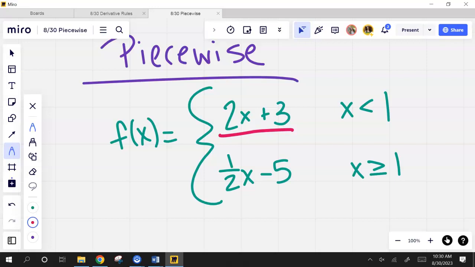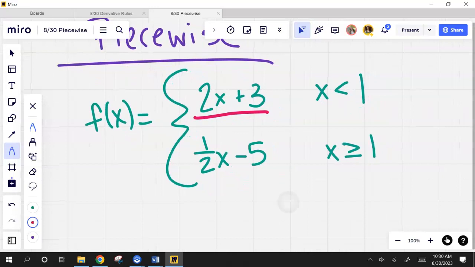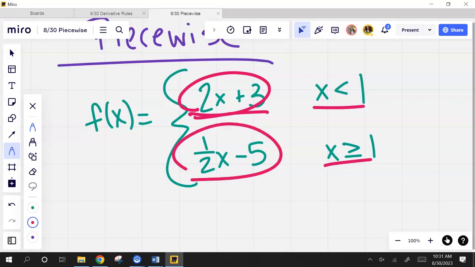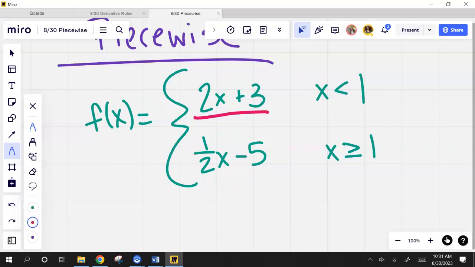This is what it always looks like. This says that the line I'm graphing is going to be 2x plus 3 as long as x is smaller than 1. But when x is bigger than 1, and even when it includes 1, this is the equation that I use. Okay? We'll graph it in just a minute because that's going to be the main thing we do, but we also do some evaluating here.